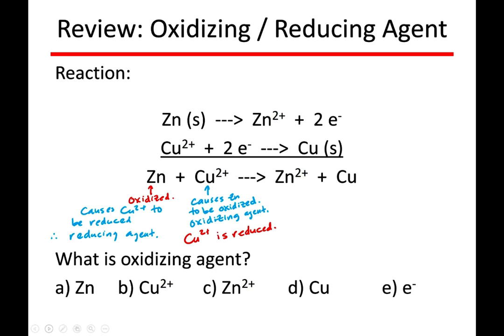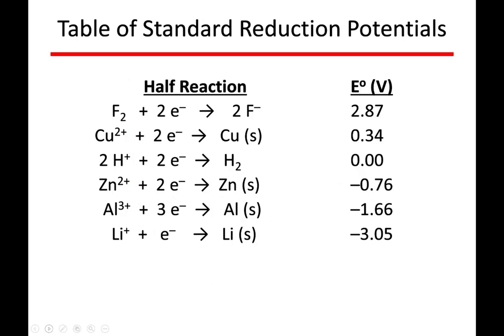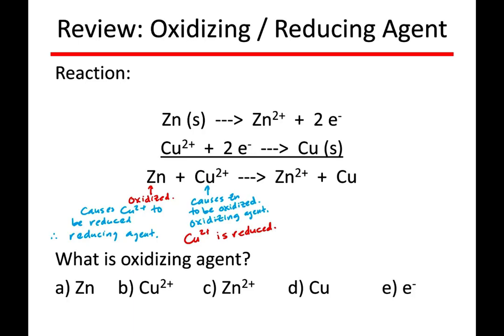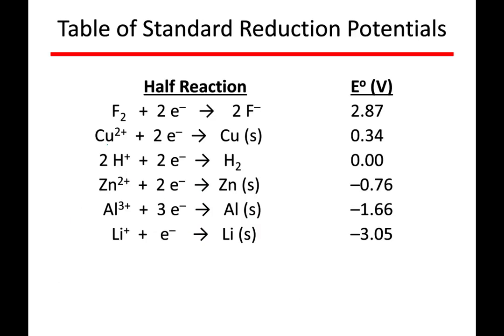Now let's talk about how information like that gets encoded within the table of standard reduction potentials. In this table of standard reduction potentials, all of these reactions are written as reduction half reactions. So everything that's on the left-hand side of the table is being reduced, right? Now, previously, we had said Cu2+ gets reduced, that's considered an oxidizing agent, right? Anything that's getting reduced is an oxidizing agent, like our Cu2+. And so, on this table, everything that's on the left-hand side of the table is an oxidizing agent. Everything that's on the right-hand side of the table is a reducing agent.